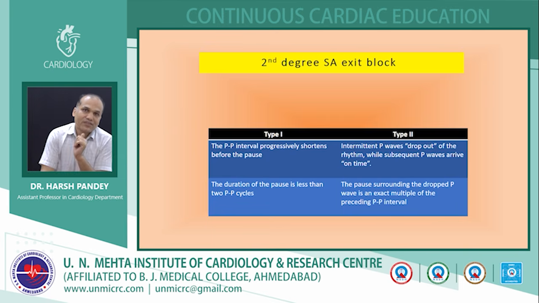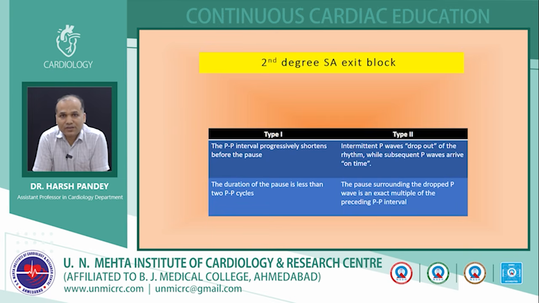In type 2 SA nodal exit block, there will be intermittent P waves dropping out of the rhythm, and subsequent P waves will arrive on time. And the pause surrounding the dropped P waves will be an exact multiple of the preceding PP interval. These two things we will discuss later on.